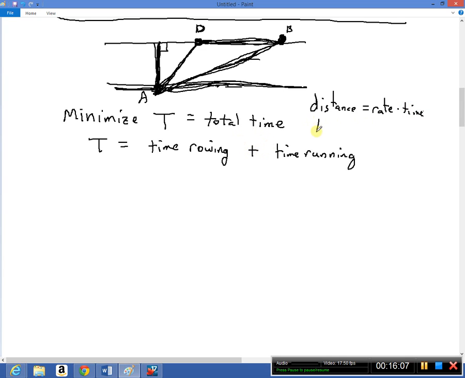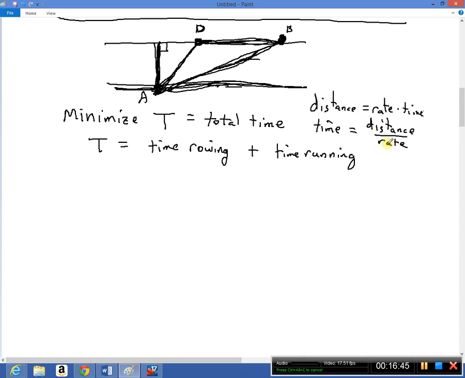And so we can figure out what time is by dividing distance by rate. Since they tell us in this problem what the rates are, it says he can run 8 kilometers per hour and he can row 6 kilometers per hour. That's pretty fast, actually, for rowing at least. 6 kilometers per hour is the speed for rowing, and 8 is the speed for running.